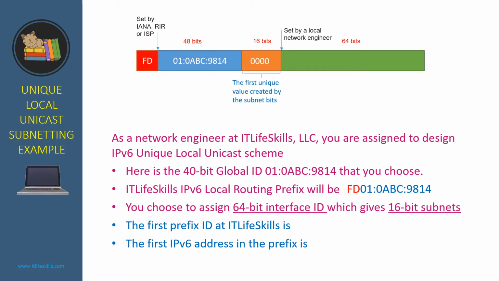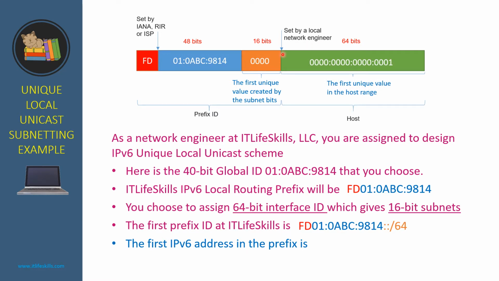Since 0 is the first unique value created by the subnet bits, the first prefix ID at IT Life Skills is this prefix, and 1 is the first unique value in the host range, so the first IPv6 address in the prefix is this address.